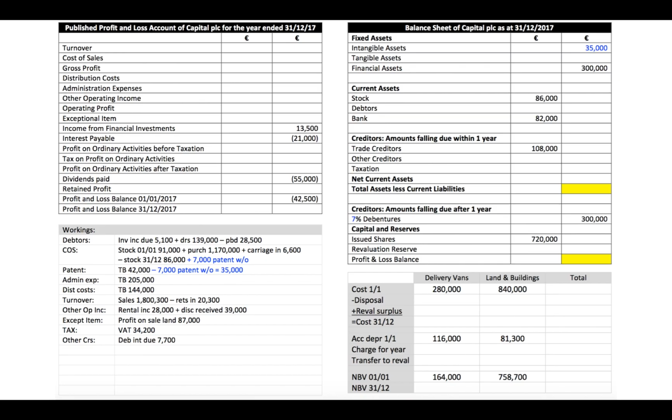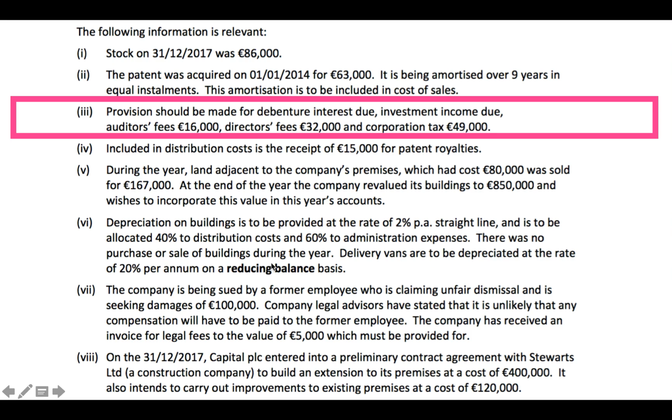So how is this going to look in our accounts? Well, in our patent here, we've got 42,000 minus 7,000 patent written off, and that's 35,000 that is going to be in our balance sheet, 35,000 fixed assets there. And then we were told it is to be incorporated into our cost of sales, so plus 7,000 patent written off there. So that's note 2 done.